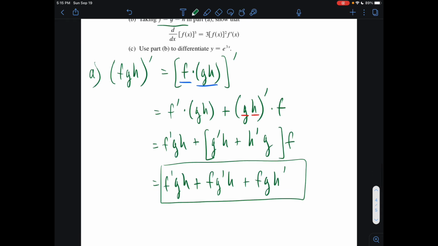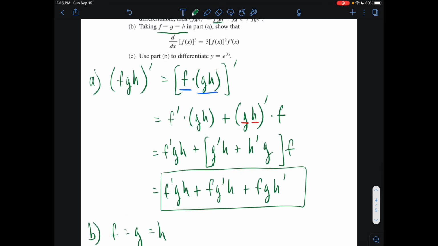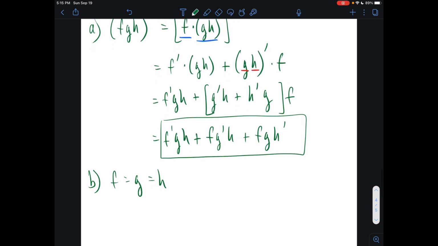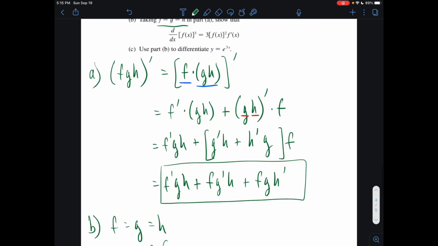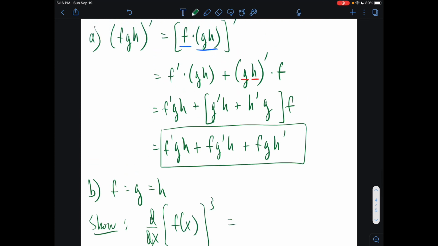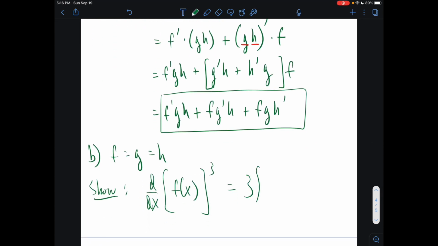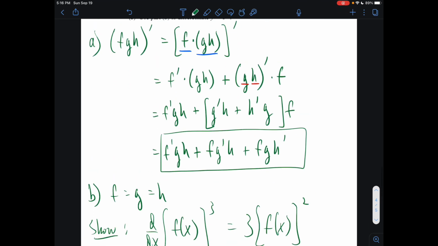Now show, so we're going to say f is equal to g is equal to h. Now show that the derivative with respect to x of f of x cubed, so what if you had f of x multiplied by itself 3 times, show that that's just equal to 3 times f of x quantity squared times f prime of x.